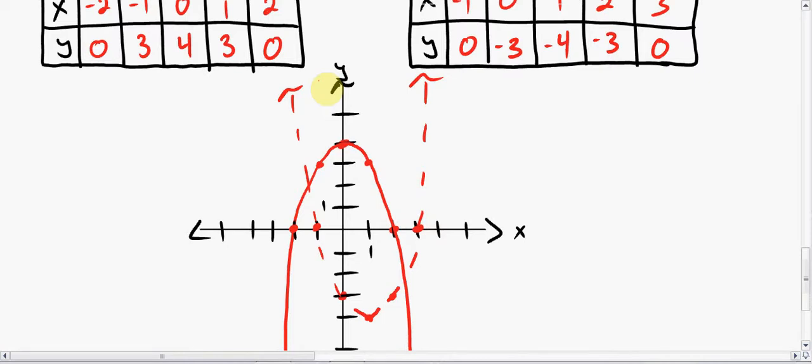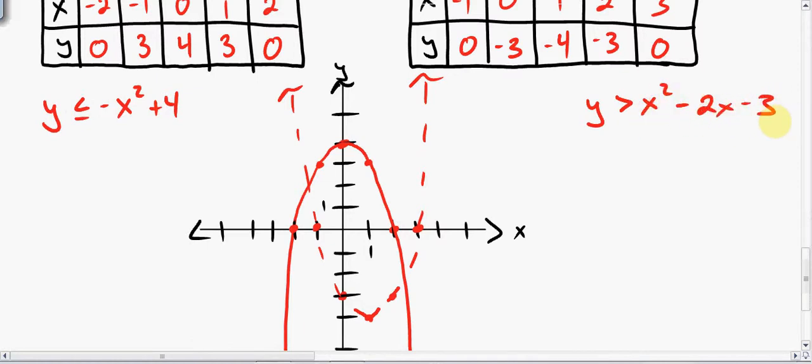So for me to use my test point, I'm going to rewrite the inequalities below. So we've got y is less than or equal to -x² plus 4. And over here we had y is greater than x² minus 2x minus 3. So by rewriting, it just helps me so I don't have to scroll up and down on the screen. I'm going to use (0, 0) for both of them because neither parabola passes through that point. Remember, you can never choose a point as a test point that falls on the parabola.